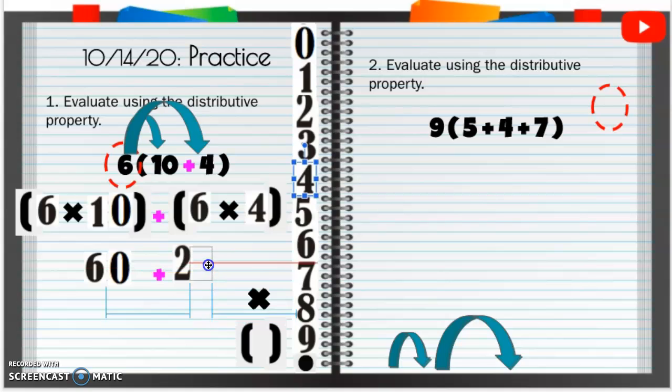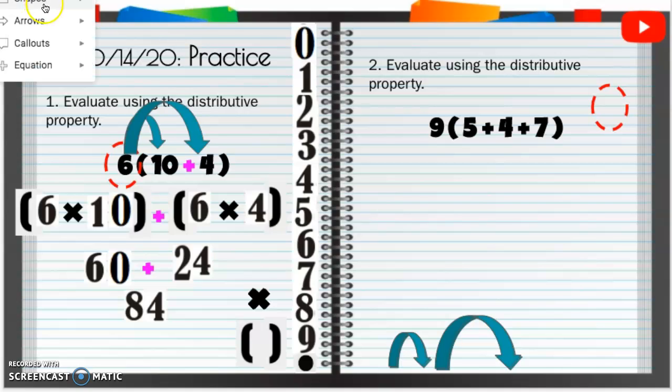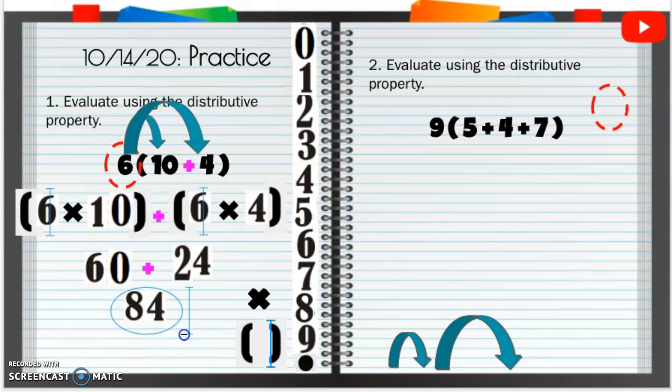So now we have 60 plus 24. What is 60 plus 24? Well, 60, 70, 84. Woohoo! So our answer is going to be 84. That's it. You can circle your answer if you want to. You don't have to. Here we go. So there's our first answer. We simplified it and we solved it using our distributive property. Easy peasy. Let's take a look at this next one.